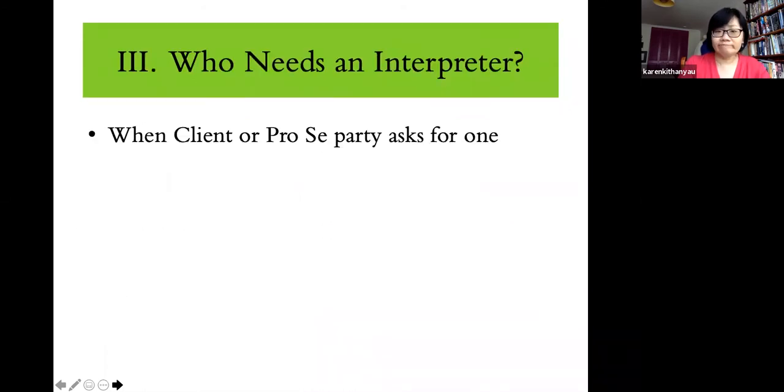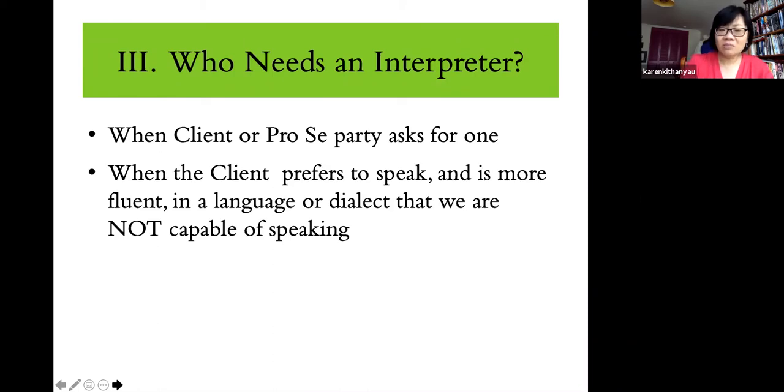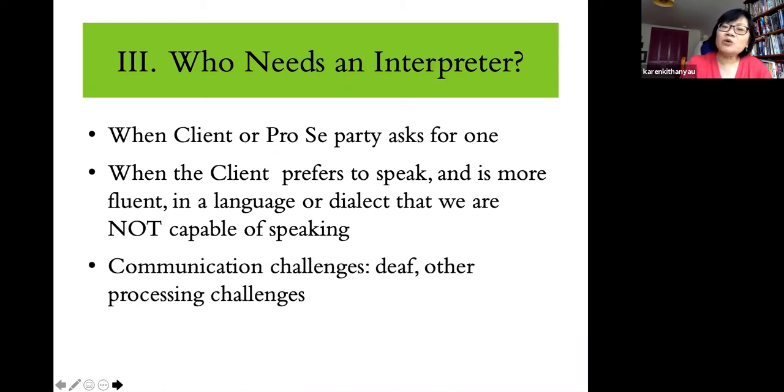So who needs an interpreter then? When a client or pro se party asks for one, when a client prefers to speak or is just more fluent in a language that we're not capable of speaking, and when there are communication challenges, like someone who's hard of hearing, who's wearing a hearing aid, someone who's only able to sight read, someone who's only able to read by touch through Braille, or when someone has a mental or developmental disability that affects her processing. All of those pose communication challenges. We're not going to delve into those particular challenges today, but I wanted to highlight for you that they do pose challenges, and you will need to find an interpreter to help you interpret that communication, even though that interpreter is not the kind that we're talking about today necessarily.